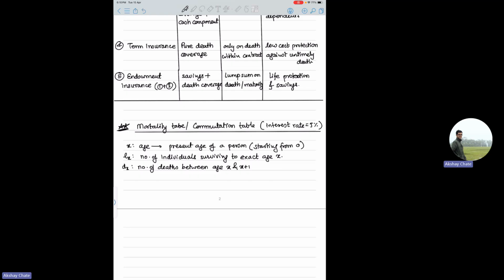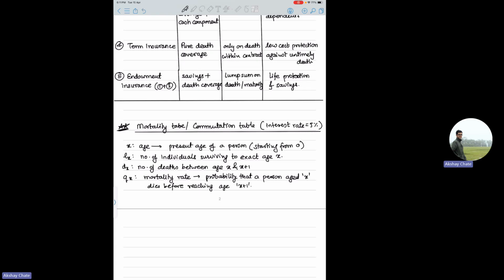And then you have something called mortality rate, which is denoted by q of x. This is called the mortality rate. And it is nothing but the probability that a person aged x dies before reaching age x plus 1.